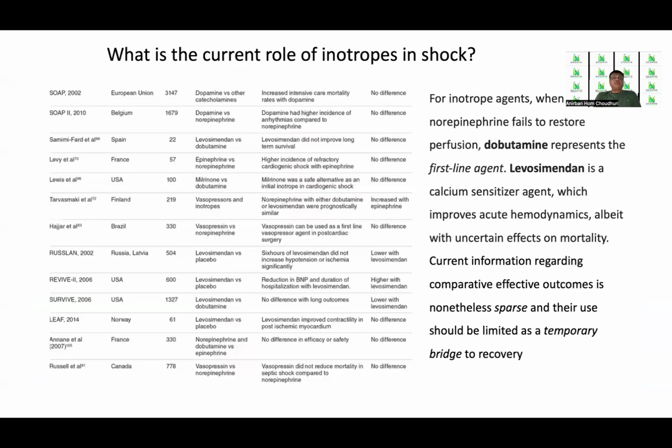So what is the current role of inotropes? Inotropes are the agents which improve the cardiac output. Among inotropic agents, when norepinephrine fails to restore perfusion, dobutamine represents the first-line agent.